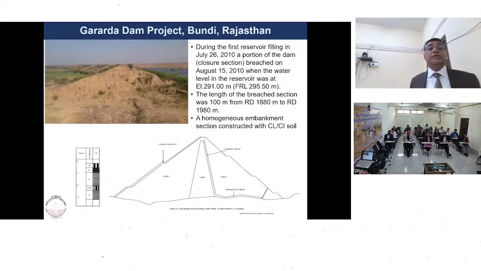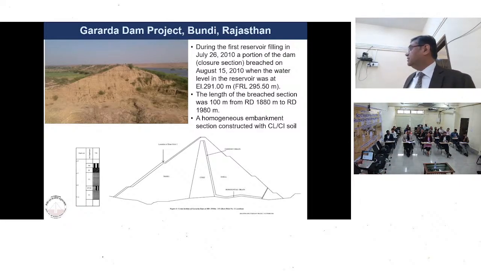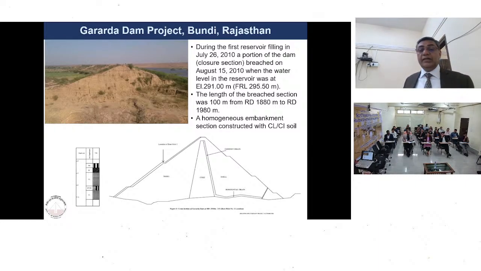This is the failed structure of the Garada Dam. A portion of around 100-meter length breached, and this is the vertical face of the dam which you can see, a dam around 4.5 kilometers long. Initially it was said that it is a zoned dam consisting of a shell material at both sides, a chimney filter and horizontal drain here, and clay material in between as the core.